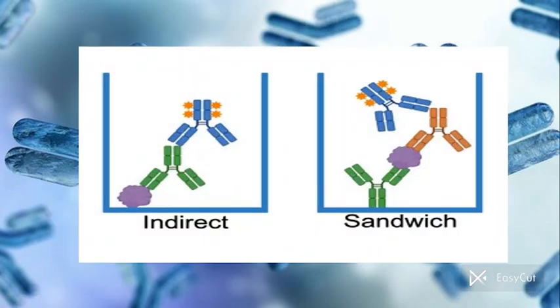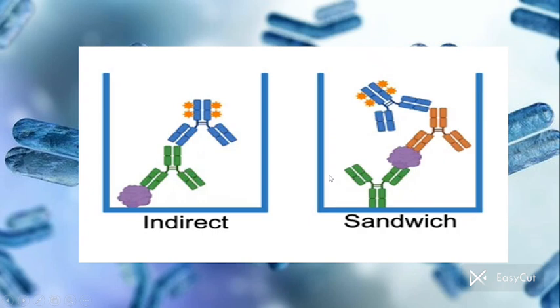As you see here, there is a diagram showing indirect ELISA and sandwich ELISA. For indirect ELISA, we have seen that the well or plate is coated with an antigen, followed by primary binding of the primary antibody, followed by the secondary antibodies, which are conjugated with enzymes that react with the substrates.